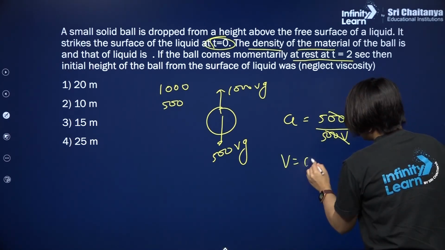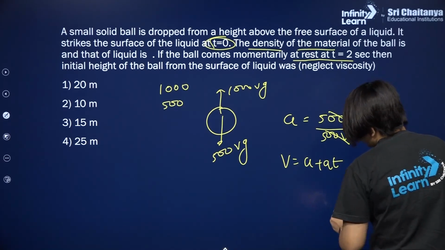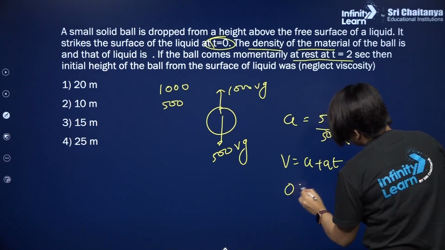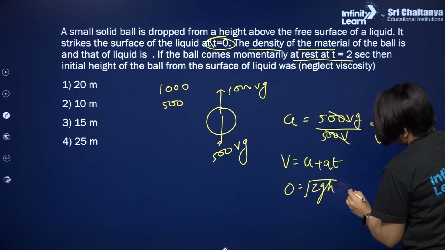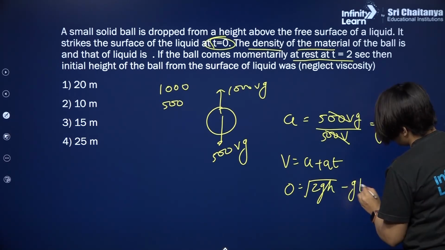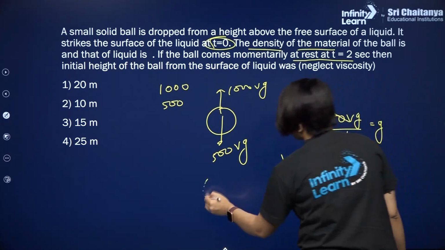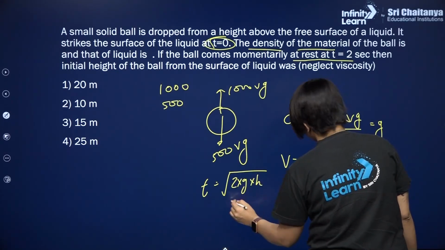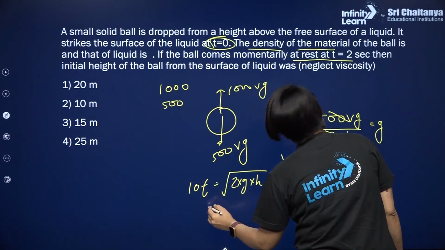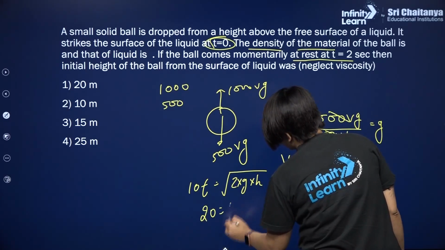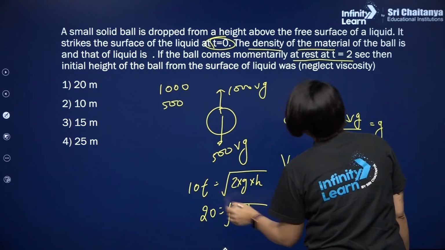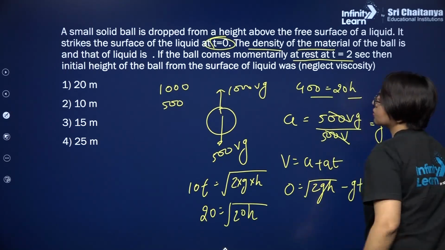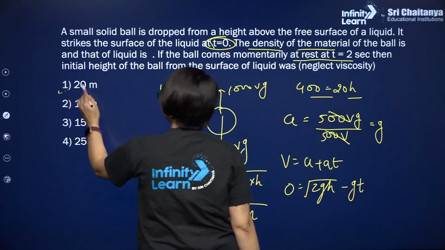So we have v equals u plus at, right. So v over here will be 0, u will be under root 2gh, and it is minus gt. So over here t will be under root 2gh into 10. So t is 2, so it is 20 is equal to under root 20h. So if you square it, you will get 400 is equal to 20h. So h is 20 meter over here, which is option 1.